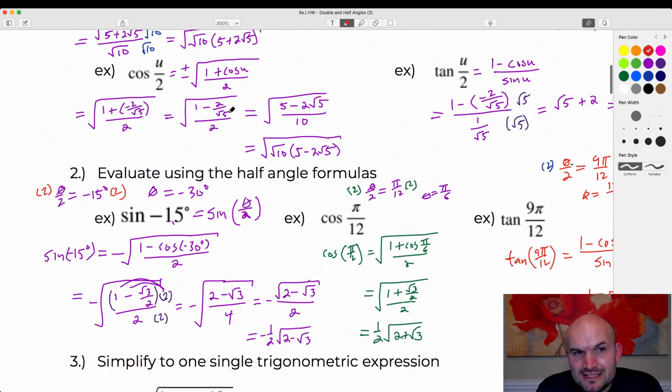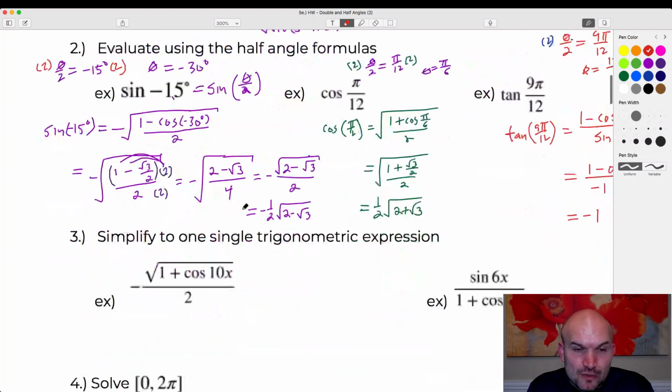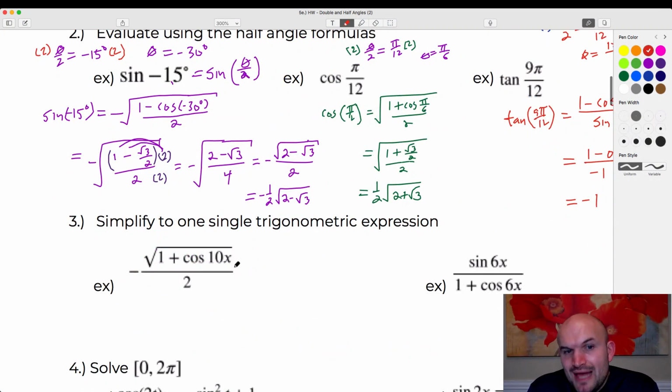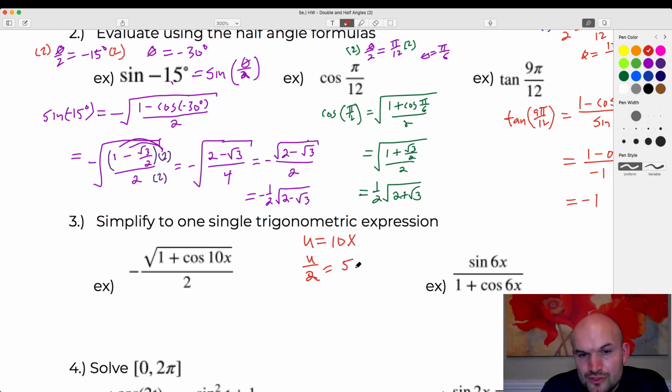So, and again, the positive or the negative doesn't really affect what the angle is. That just affects which quadrant that half angle would be in. Since we have a variable x, we don't really know what x is going to represent. The only thing we know is, let's just say if u is equal to 10x, then u over 2 is equal to 5x, right? So this is a representation of cosine of 5x.